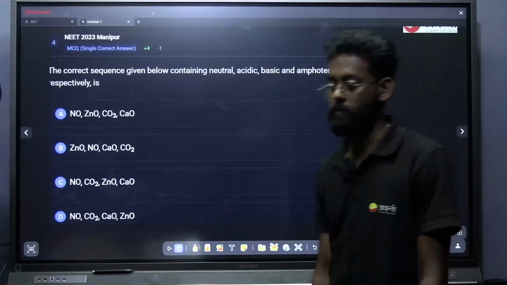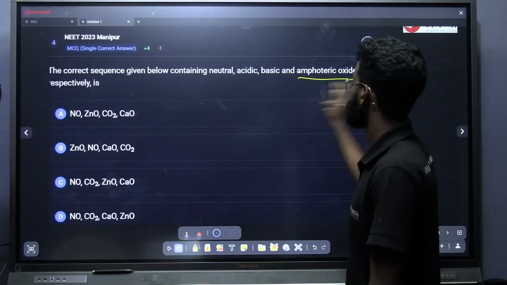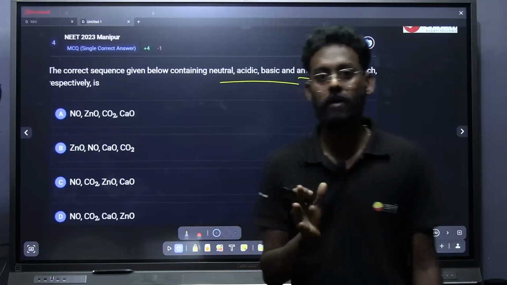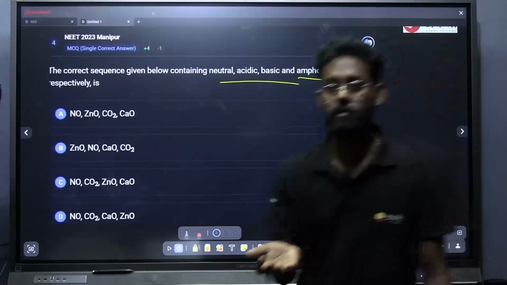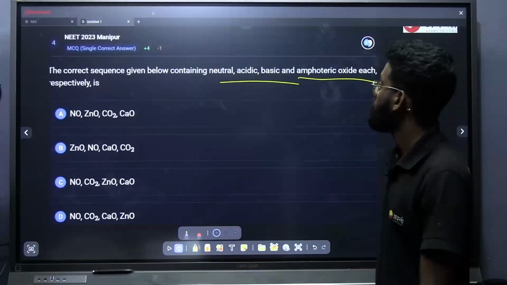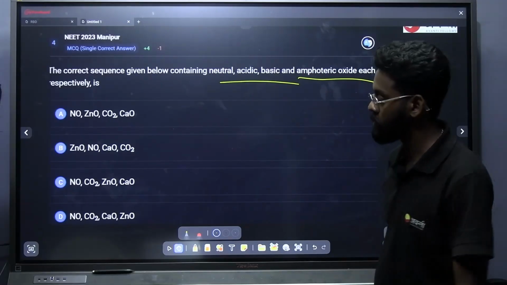NEET 2023. Give me the answer. Neutral, acidic, basic and amphoteric oxide. Remaining questions I will be sharing in the group with the explanation also, so that it will be easy for you to understand the things. Okay. Give me the answer quickly. Neutral, first should be neutral, then acidic, then basic, then amphoteric.